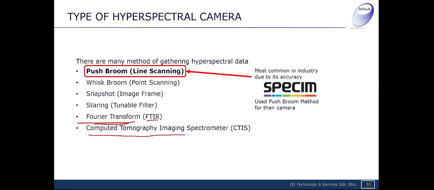And lastly, tomography. This is a bit more of a patch and stitch. It's like one of those Google Earth sort of methods where you capture one area and then you capture another area and then you combine them together. Yeah, these are a few types of spectral camera. I would say the most common ones would be the whisk broom and push broom.